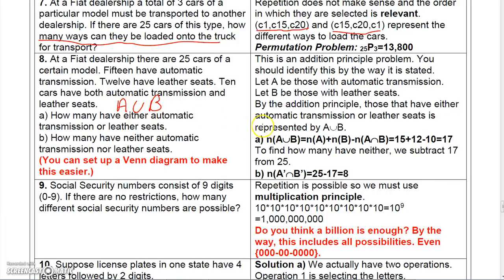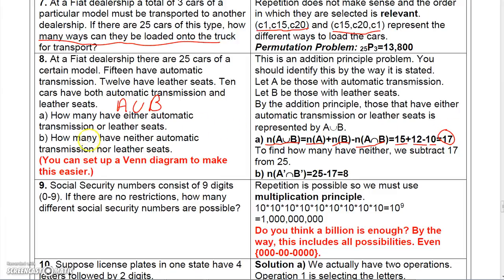So you might remember, to find out the number in a union, you take the number that's in the first set plus the number that's in the second set minus the number in the intersection. Well, there's 15 in the first set, there's 12 in the second set, and there's 10 in the intersection. So calculating that, I get 17.